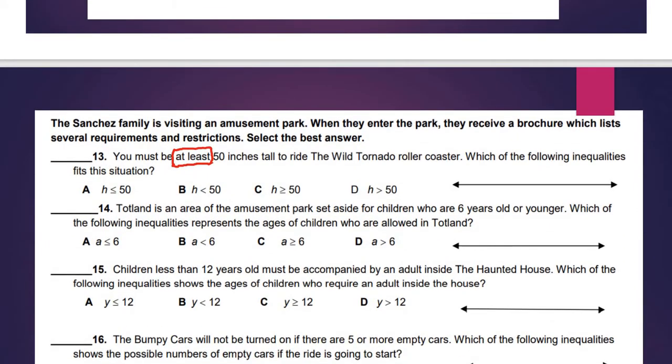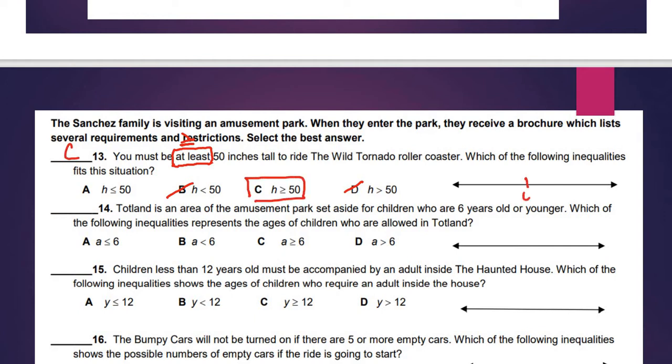And anything that does not have an equal on it is automatically out. So B's out and D's out. And it has to be greater than or equal. So I know that it's going to be greater than or equal. So C is my answer right here.